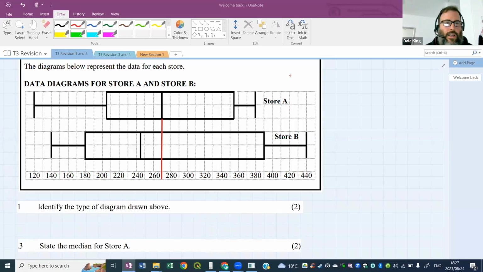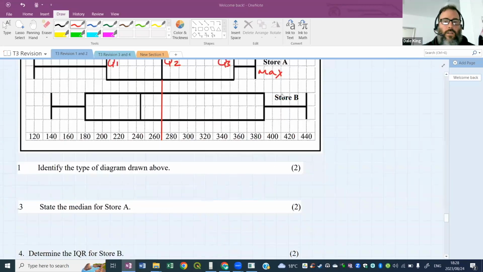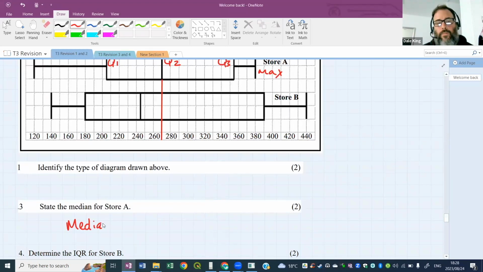All right, so we drew a line down. We know that this is our Q1, which is our lower quartile. This line in the middle is our Q2, which is our median, and the line on the right is our Q3. This mark on the right is our max, and this mark on the left is our min. So the Q2 is the median. You draw a line down, go to the ruler, and you read off 270. Thank you for the marks. Easy money, easy gain. So we'll say the median is equal to 270.